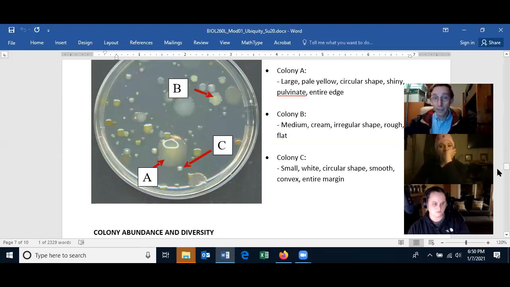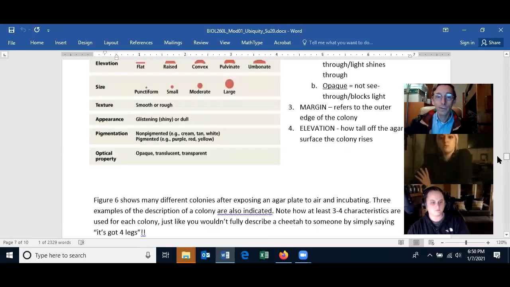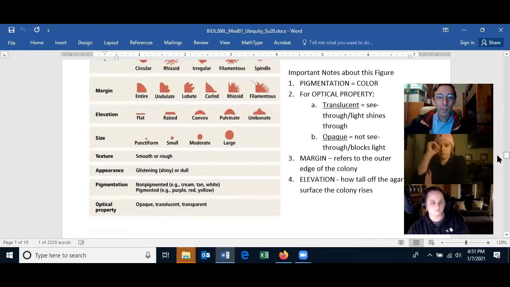Transparent meaning you can see through it. Translucent, you can see through it, sort of like muddy water. And then opaque, you can't see through it. Most colonies are opaque, but some are translucent, and very few are transparent. There's also a glistening colony. That's the appearance, whether it's shiny or dull.